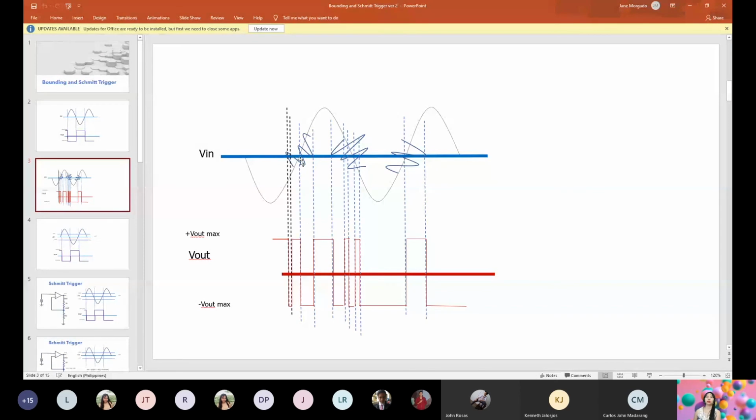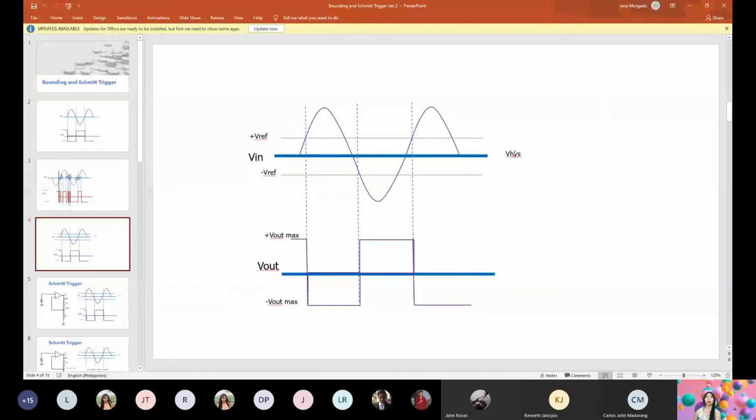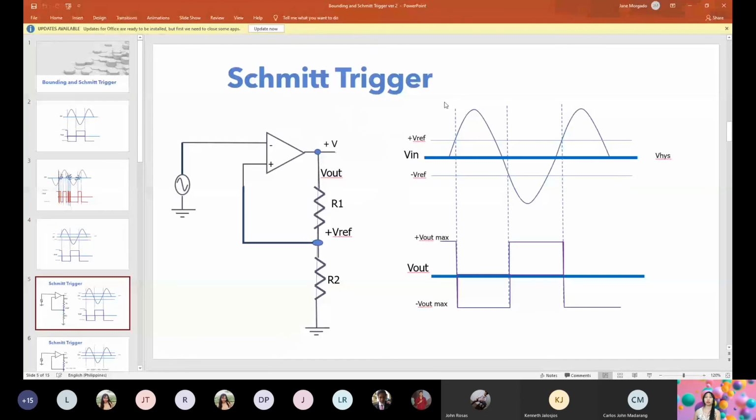To address that issue, the Schmitt trigger is devised to have two reference voltages: a positive VREF and a negative VREF. The difference between the two VREFs we call the hysteresis voltage. It's like a window, so that the noise along the sinusoid will have a minimal effect on the circuit. Just like this one. So this is a Schmitt trigger.